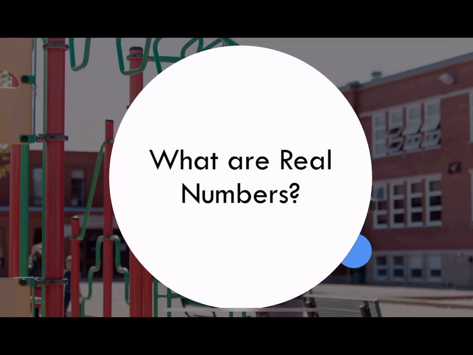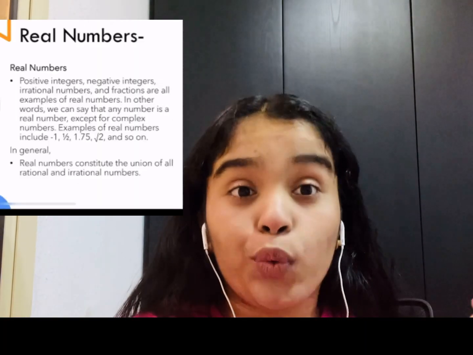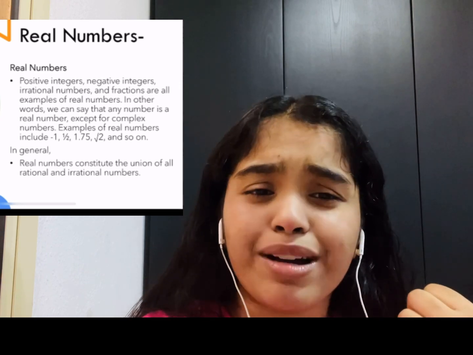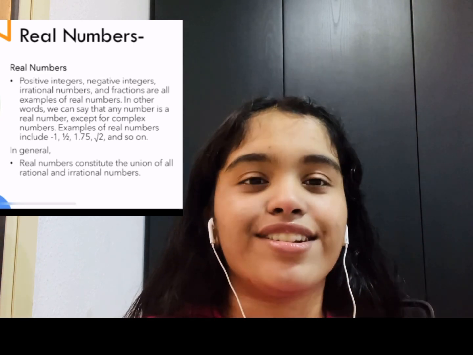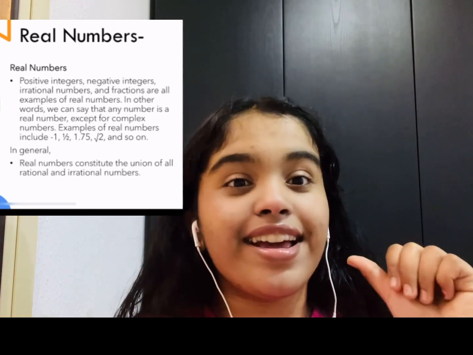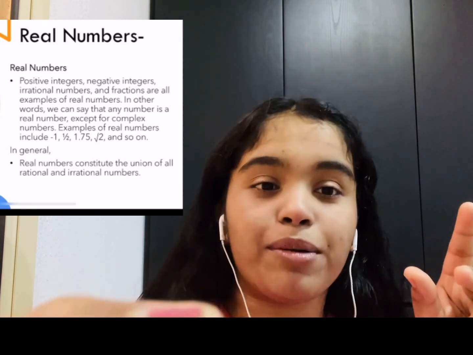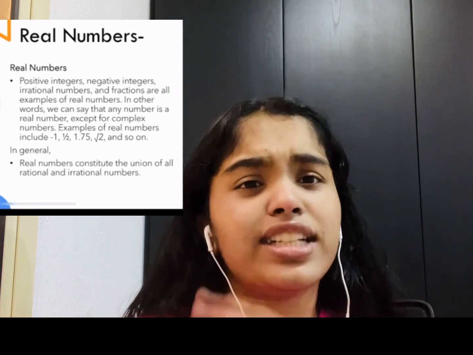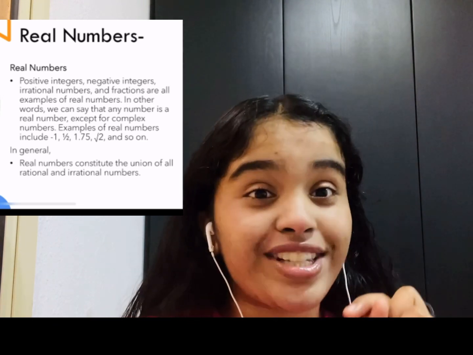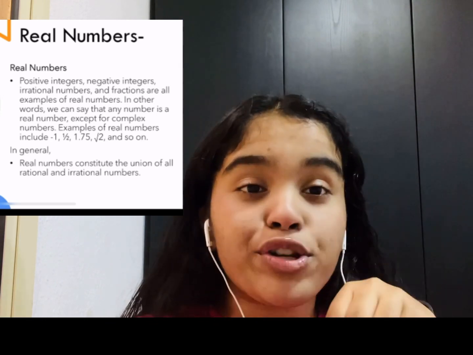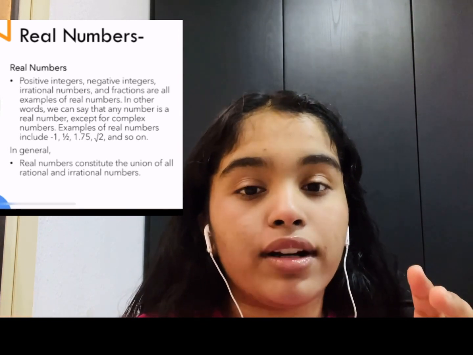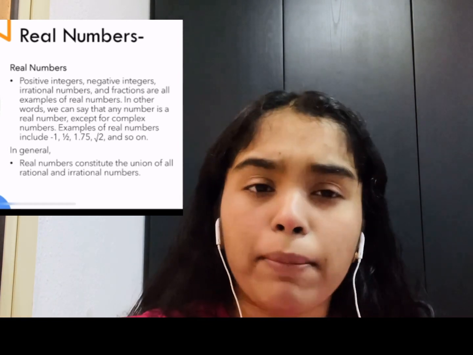What are real numbers? Real numbers are positive numbers. I can say numbers. There's another term called integers. So, another way, real numbers are positive integers, negative integers, irrational numbers, and fractions. These are all examples. If one asks you, what are the examples of real numbers? You should say this answer. So this whole bunch of numbers is included in real numbers. We can say that a number is a real number except for complex numbers.